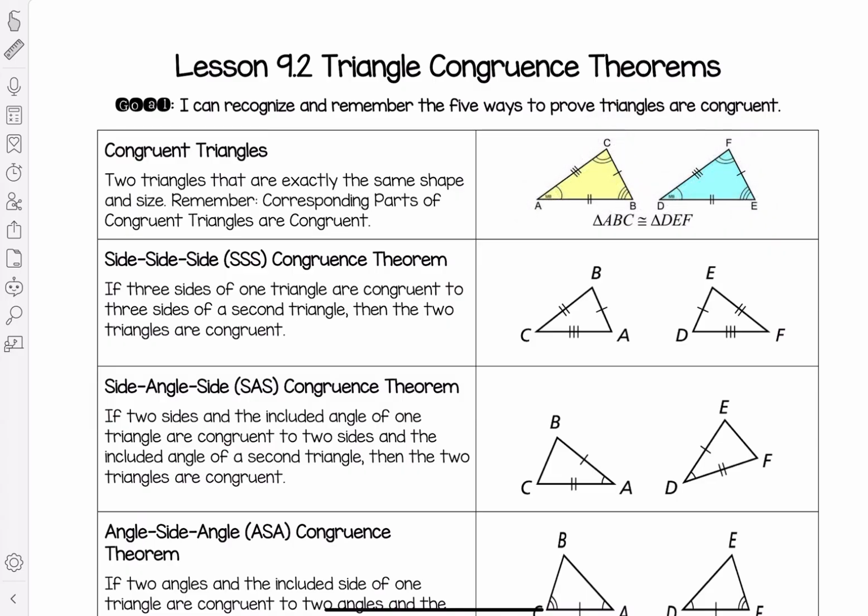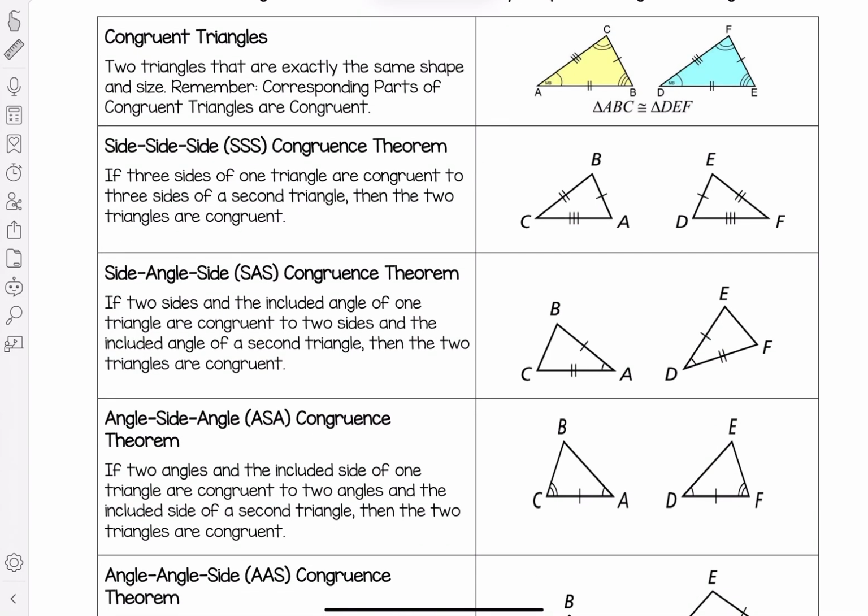All right? Now, why is this important? It's because if we have specific parts of triangles, we can prove that they are congruent. So, for example, if we know that all three sides of a triangle match on two different triangles, this means that they are congruent. So side, side, side is one of our congruency theorems.